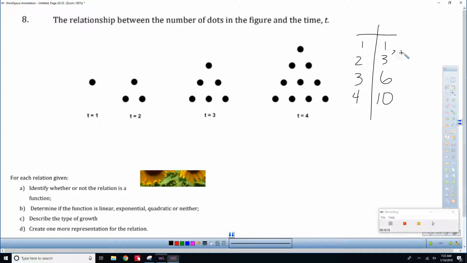Let's see. This is plus 2, plus 3, plus 4. Notice the second difference is constant. So it is a quadratic. The type of growth is quadratic. And I think I'd like to practice coming up with an equation. This must be y equals x squared. Let's see. 1 squared is 1. 2 squared is 4. 3 squared is 9.